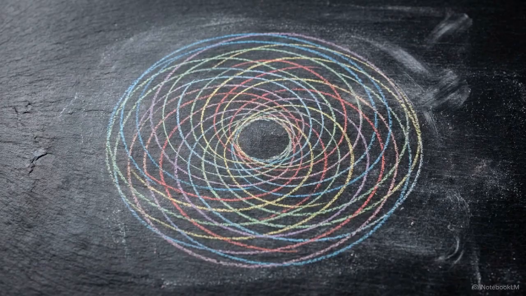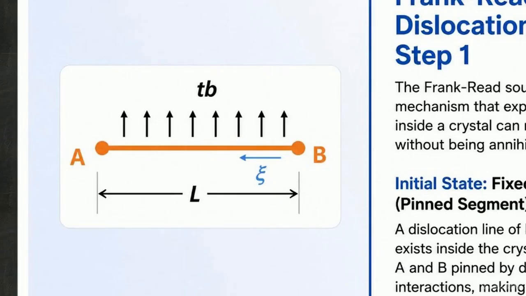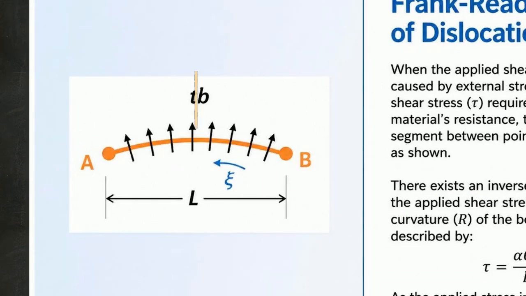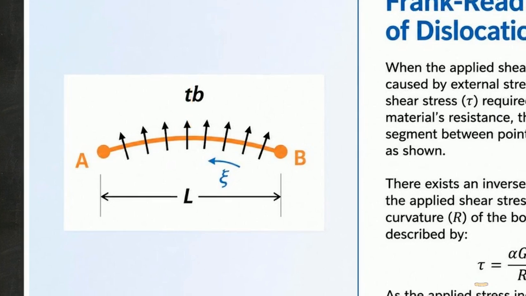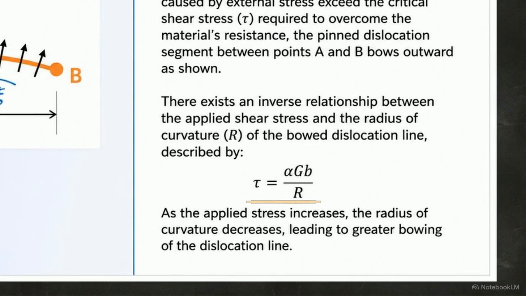It is the Frank-Read source, a crystallographic mechanism which functions as an infinite defect multiplication engine. This schematic details its initial state. We start with a single dislocation line, shown in orange, firmly anchored between two immobile obstacles in the crystal, marked A and B. When external shear stress pushes against this pinned line, the center bows outward. The required stress is inversely proportional to its radius of curvature. As the line bows further, the radius decreases, meaning applied stress must continuously increase to push it further.